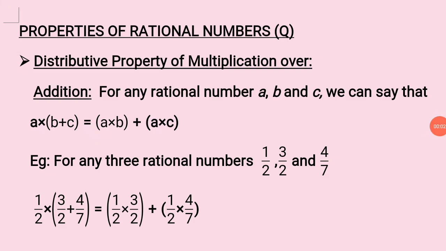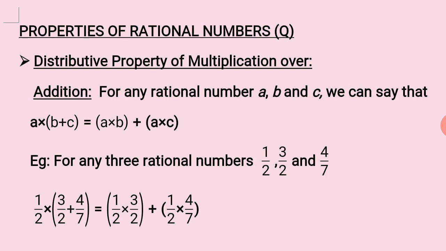Hello children. Let's continue with the chapter Rational Numbers of Standard 8th. In the last video, you have studied about certain properties of rational numbers. They were closure property, commutative property, and associative property. Now let's continue with it.